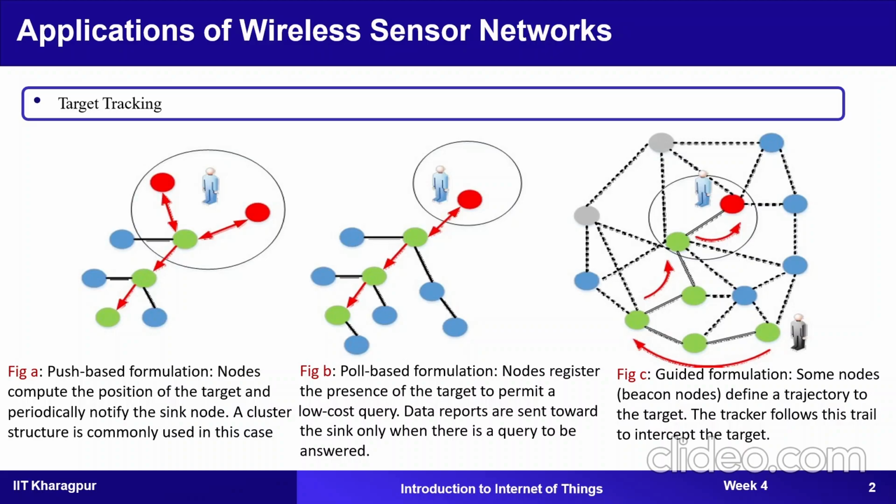One of the main applications of wireless sensor networks is target tracking. In surveillance systems, target tracking can be used to detect suspicious activities that are taking place. So in order to track a particular target, wireless sensor networks can be used. This target tracking can be of 3 types.